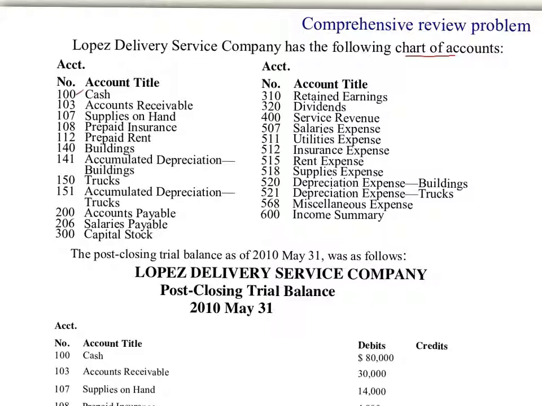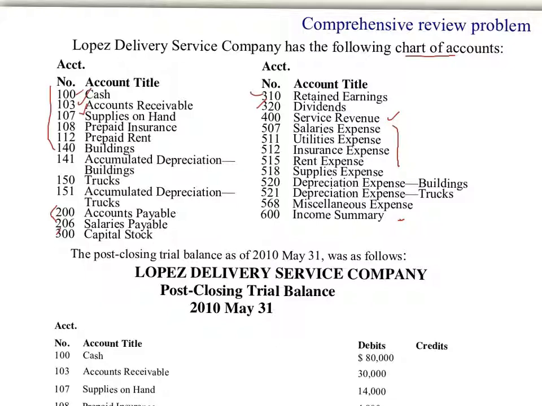Cash, account number 100. Accounts receivable, account number 103. Supplies on hand, account 107. So you see the assets are 100s. Now the liabilities, 200s. The equity, 300. Dividend. Revenue, 400. Account numbers 500 are reserved for expenses. And 600 we set up for income summary. So that's how a business puts together its chart of accounts.